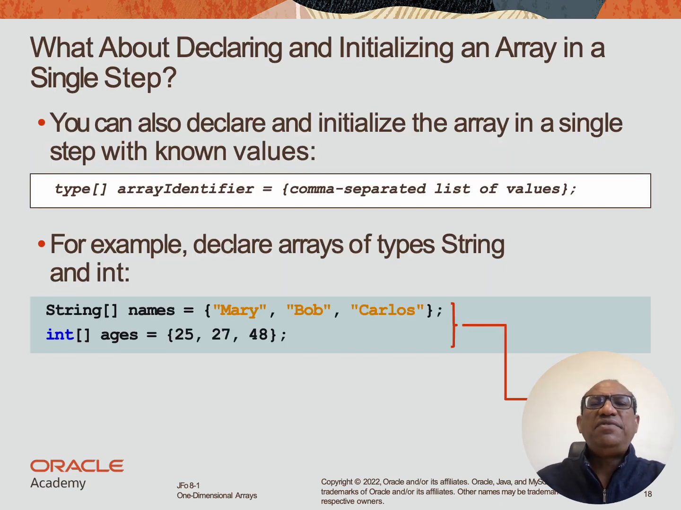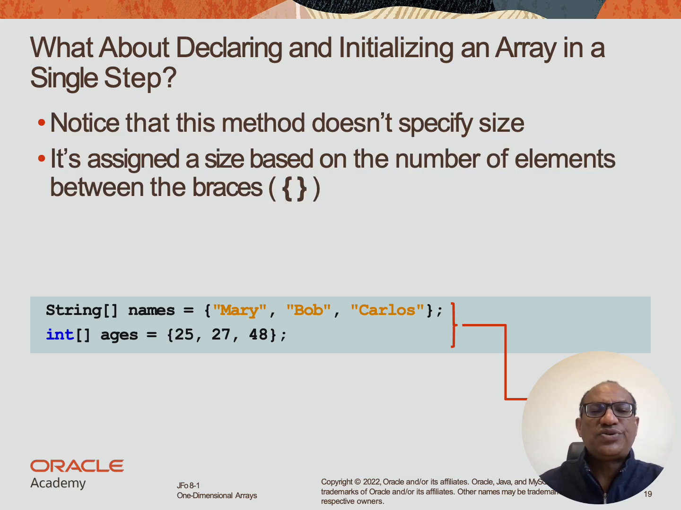You want to create and fill the array in one step? Do this. String[] names = {"Mary", "Bob", "Carlos"}; int[] ages = {25, 27, 48}; No need to specify the size. Java figures it out from the values.